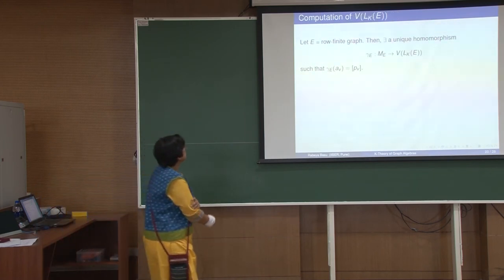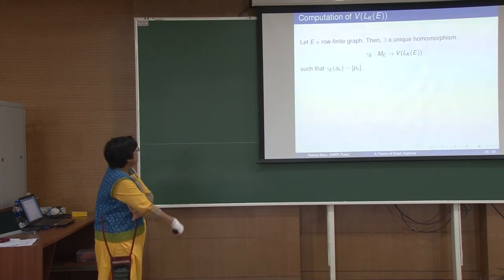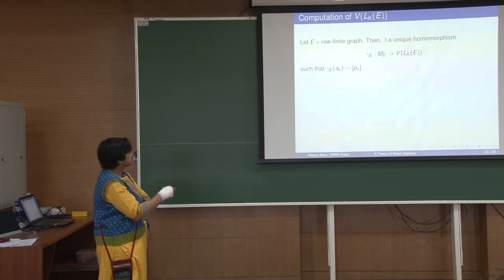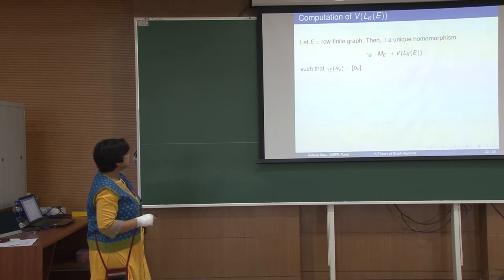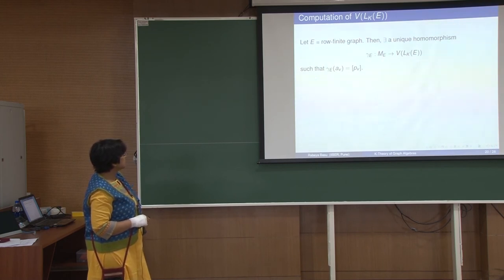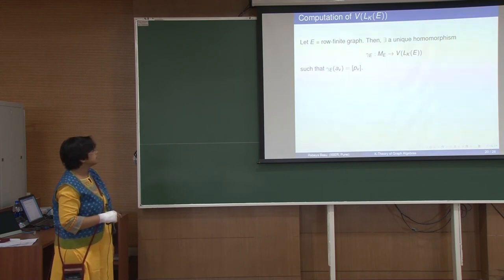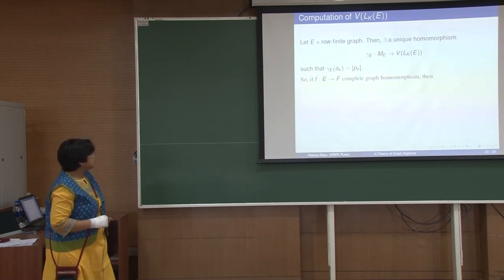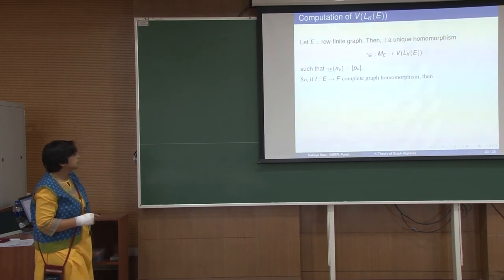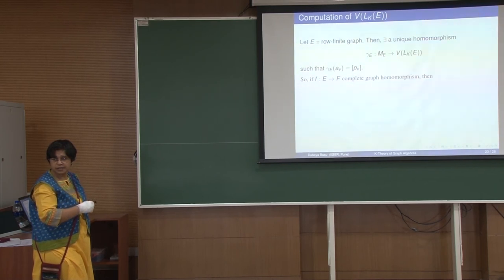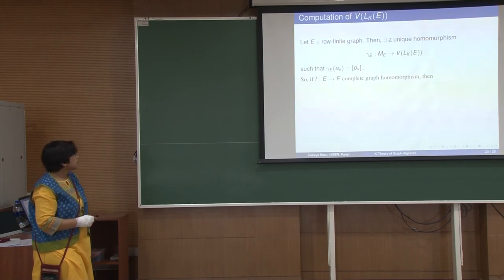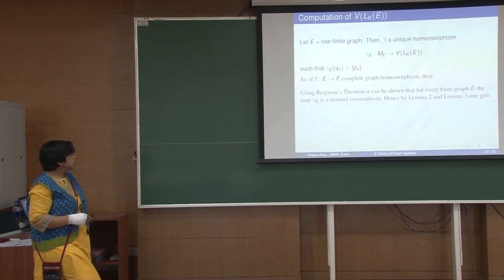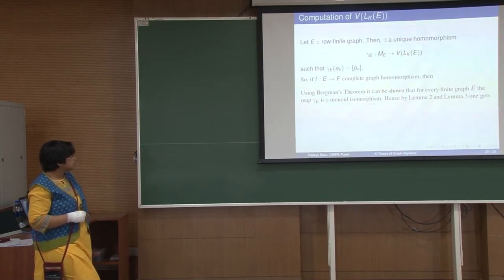Now, we are going to compute the V of L_K(E). So let E be a row finite graph. There is a unique homomorphism gamma_E from M_E to V(L_K(E)). Here you remember how we constructed M_E, the monoid generated by the symbols a_v. So we are defining gamma_E on a_v, the class of these projections. What is p_v? p_v is in L_K(E), by the definition of L_K(E), the single path given by v. So if E to F is a complete graph homomorphism, then using a result of Bergman, it can be shown that for every finite graph E, the map gamma_E is a monoid isomorphism.